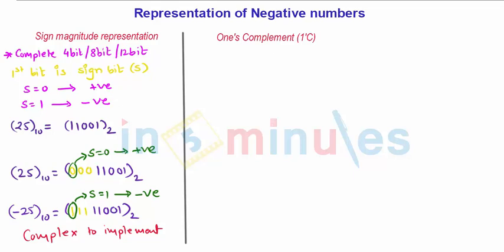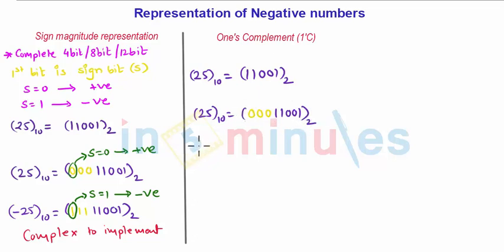Let us understand this with the same example, 25. 25 decimal was 11001 in straight binary code. If I complete the 8-bit pattern, since it is a positive number, I definitely have to pad it with 0. So 25 decimal will be equal to 3 zeros padded and the number remains as it is, 11001. This is the positive 25.